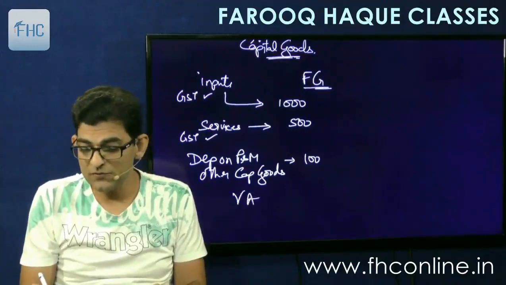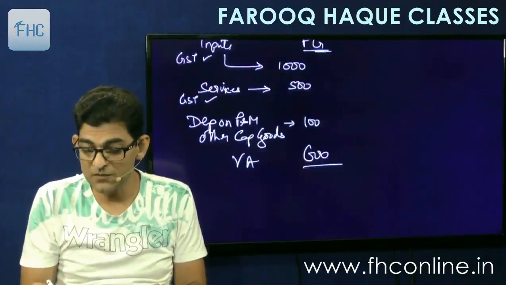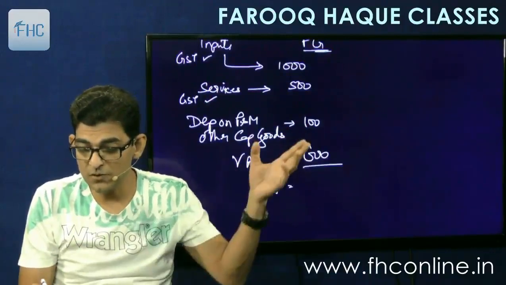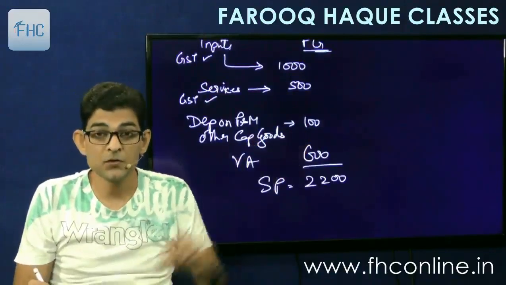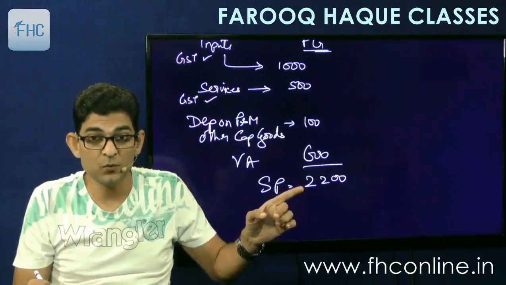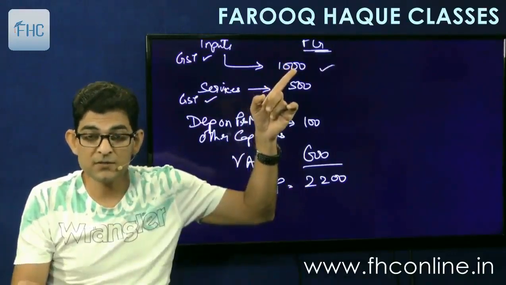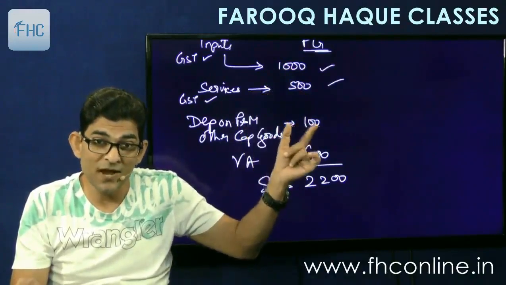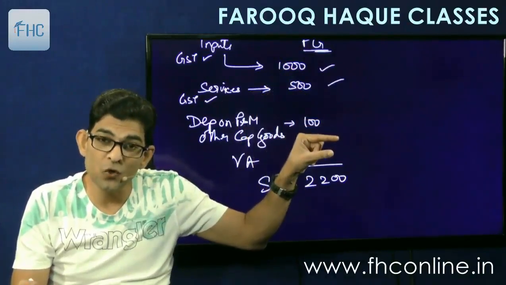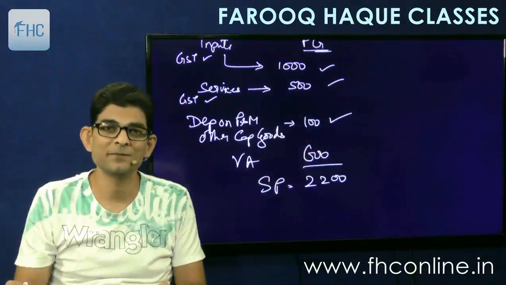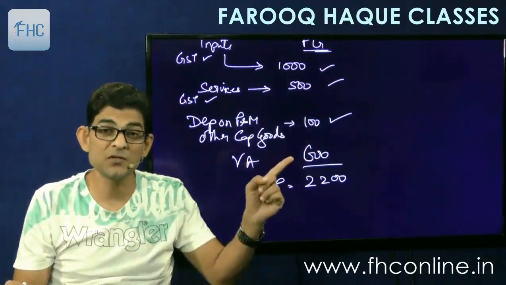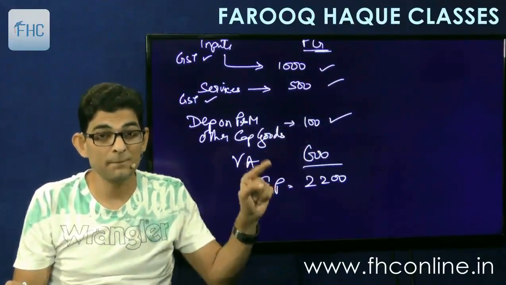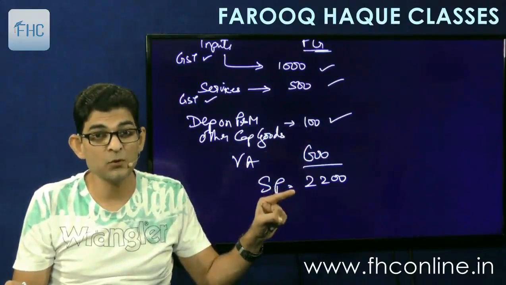And then my value addition of 600. So my ultimate sale price comes to 2200. Out of this 2200, 1000 has already been taxed, 500 has already been taxed, and this depreciation has also already been taxed earlier. So my value addition is only 600. But we are charging tax on 2200.